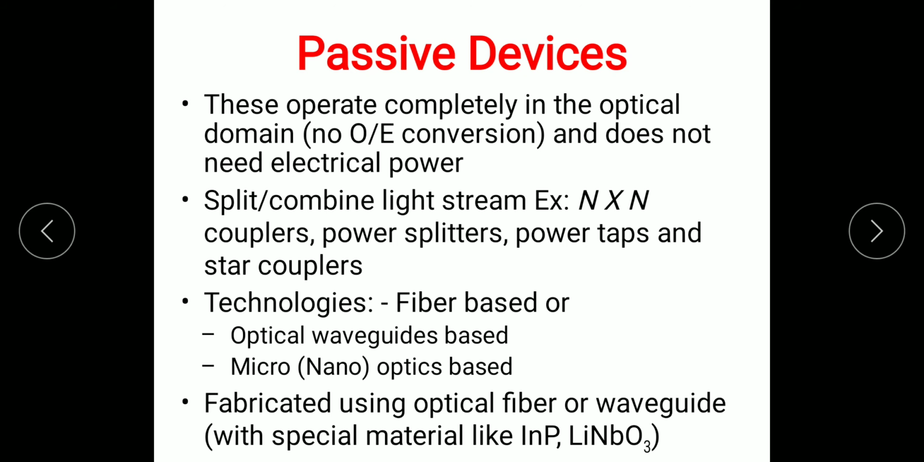Passive devices operate completely in the optical domain and do not need electrical power. That means they will not convert optical signal into electrical and electrical into optical, but they will work in the optical domain only. They will split or combine light streams. For example, couplers, splitters, power taps and star couplers are there.